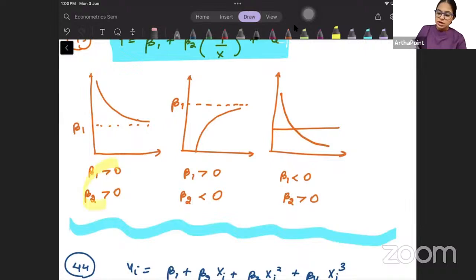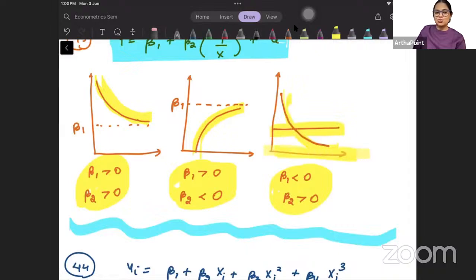So just remember कि if beta 1, beta 2 is greater than 0, then it is in the first quadrant, convex, decreasing. If beta 1 greater than 0, beta 2 less than 0, so it's an increasing function. And if beta 1 less than 0 and beta 2 greater than 0, then it is a decreasing function, but it goes below. इसका जो asymptote होता है वो x-axis होता है.